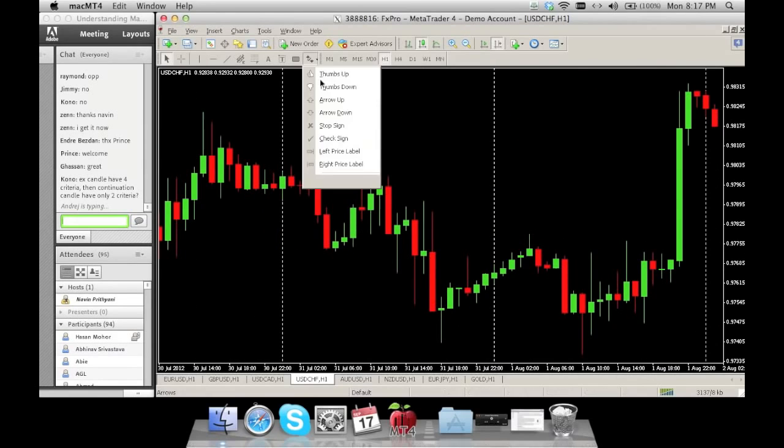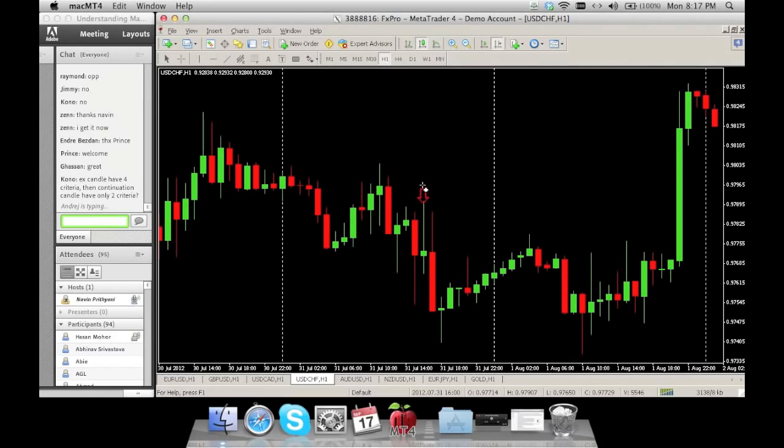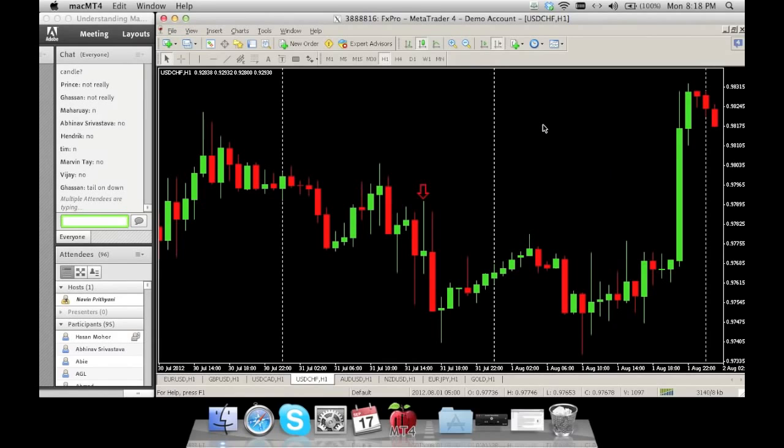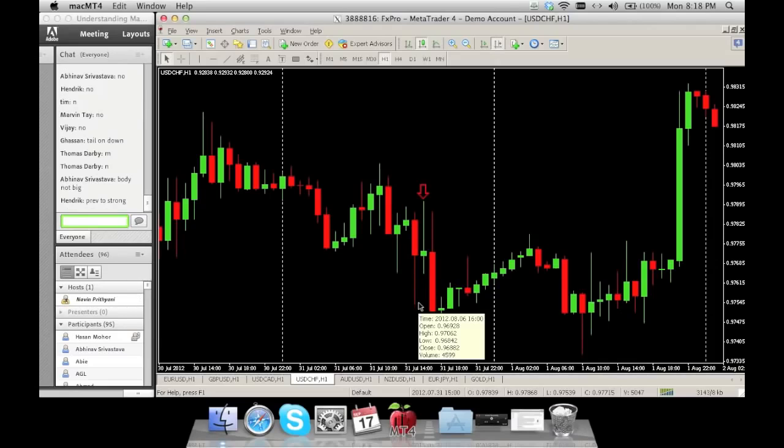Now, is this a trend continuation pattern? Okay, not really, no. Good, very good. Not a trend continuation pattern. First of all, the immediately previous candle, forget the body and everything, the previous candle is way too big. Okay, Hendrik, very good. Okay, moving on forward.